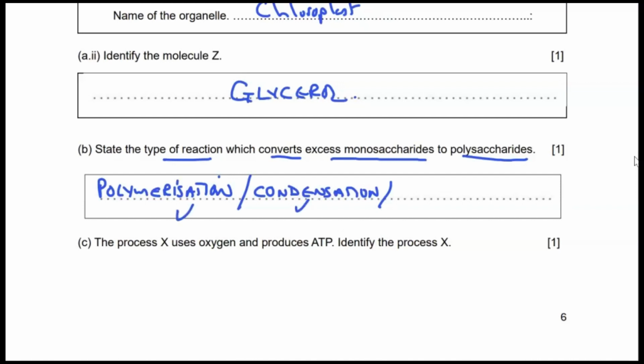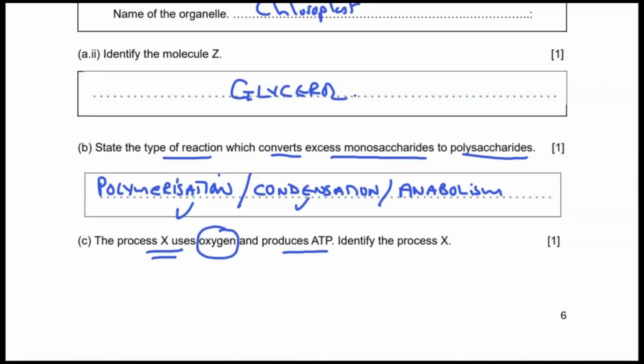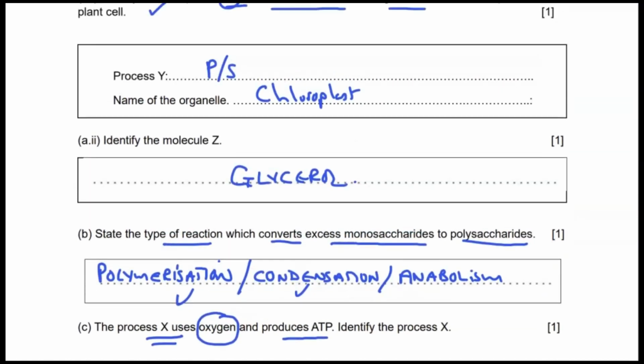Now, also turning small molecules into larger molecules is an example of anabolism, or anabolic is another way to say that. So either of these is fine as an answer to this particular question. We're now being asked to identify the process X that uses oxygen and produces ATP. Let's take a look at this in the diagram. I'll have to scroll for that.